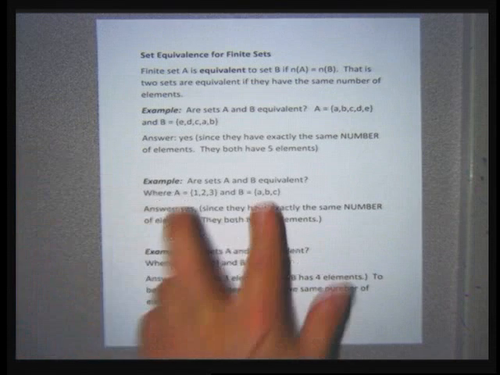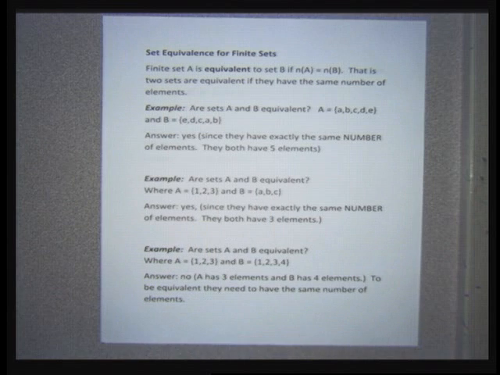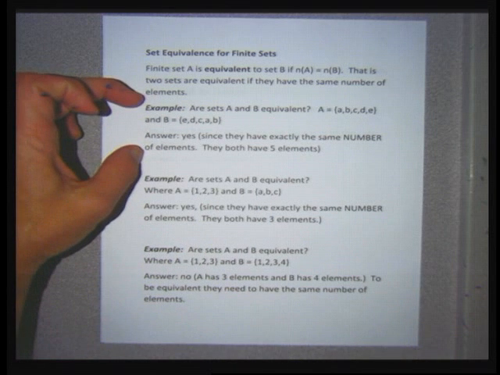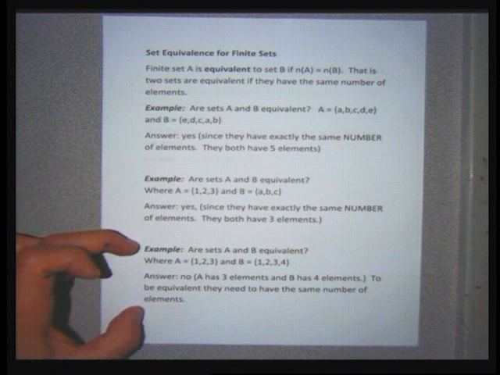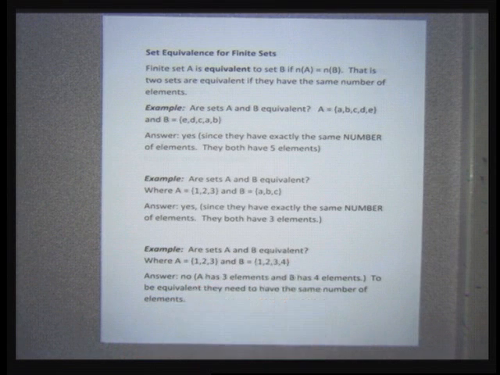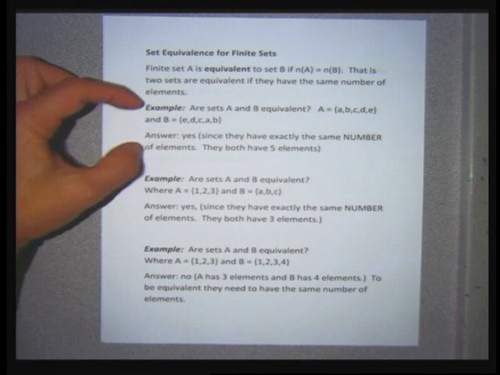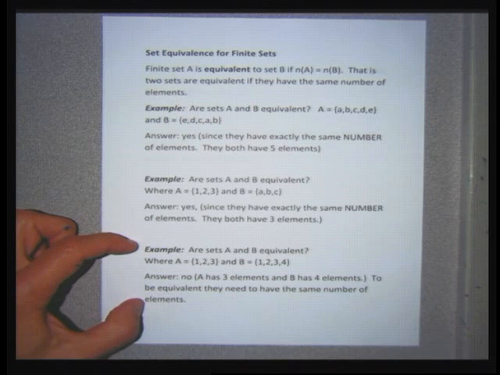These two sets, they weren't equal, but they are equivalent because they both have 3 elements. So two sets that are equal, by definition, are equivalent. Equal, you have to have exactly the same elements. Equivalent, the same number of elements. These two sets, they're equivalent because they have the same number of elements, but they're not equal because they don't have exactly the same elements. And the last example here, these aren't equivalent because they don't have the same number of elements. A has 3 elements, B has 4 elements, and to be equivalent, you have to have the same number of elements. So these are both equal and equivalent. These are equivalent but not equal, and these are neither equivalent nor are they equal.